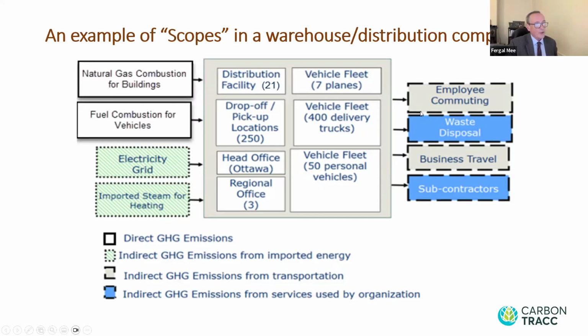And then the scope 3 emissions are shown here. Transport emissions are shown in light grey, and services used by our company are shown in blue. But we could show them all the same color. These would be our scope 3 emissions in this example of a warehouse.